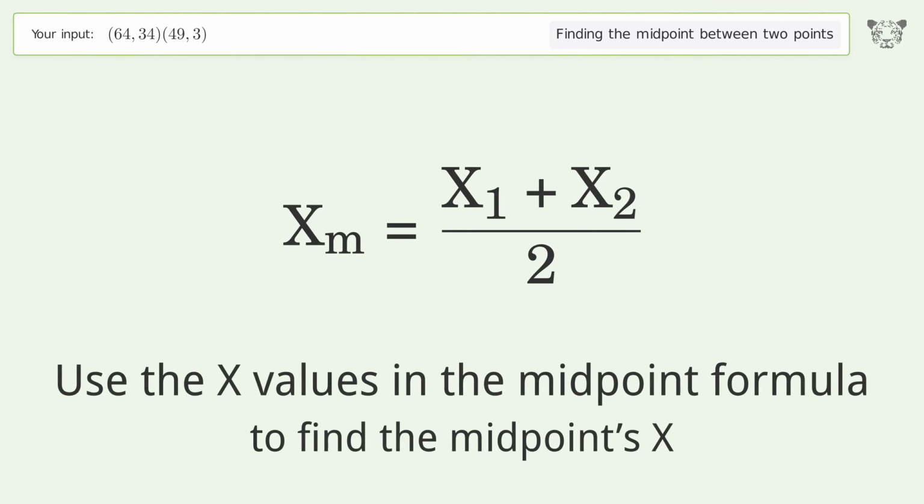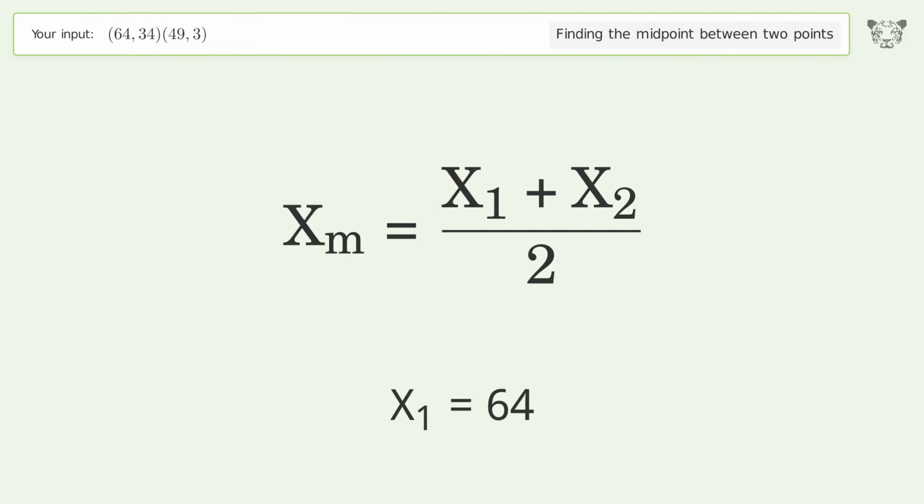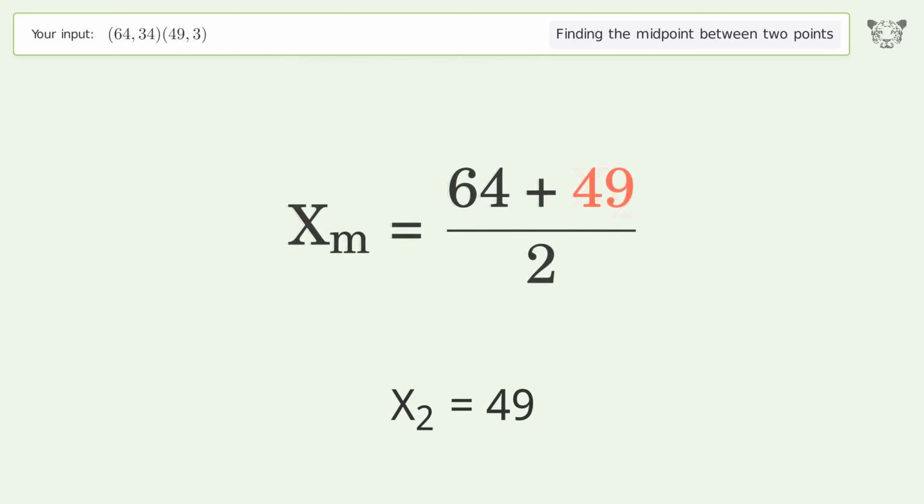Use the x values in the midpoint formula to find the midpoint's x. x1 equals 64. x2 equals 49. Simplify the arithmetic.